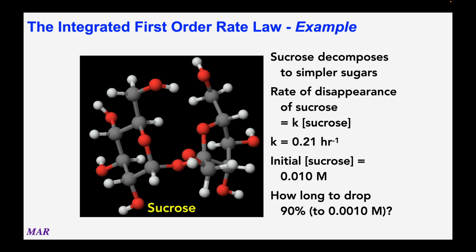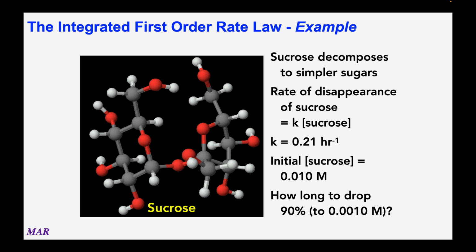So let's look at an example of how to use the integrated first order rate law. Sucrose is a type of sugar, and it breaks down into simpler sugars over time. This reaction's been studied pretty extensively. Rate equals K times sucrose, and there's not a 1 power there, but it is a first order reactant.